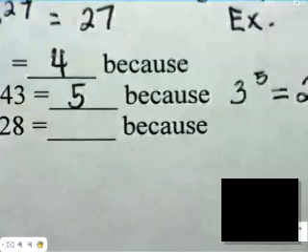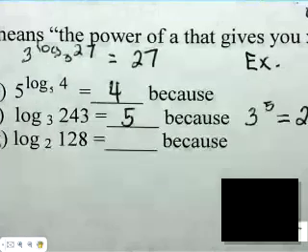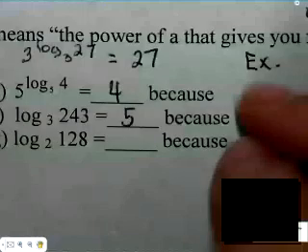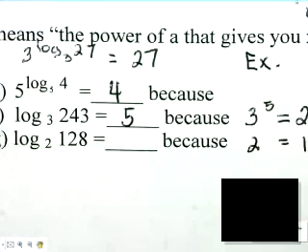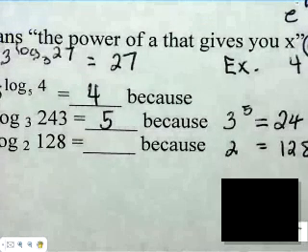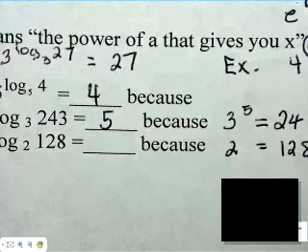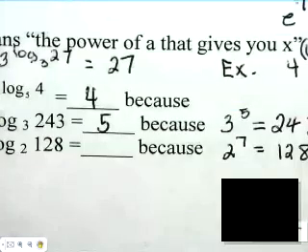And then log base 2 of 128, same thing. Count by powers of 2 until you get to 128. Doesn't take as long as you might think. 2, 4, 8, 16, 32, 64, 128. 2 to the 7th equals 128. Log base 2 of 128 is 7.